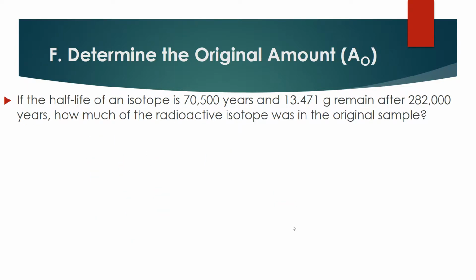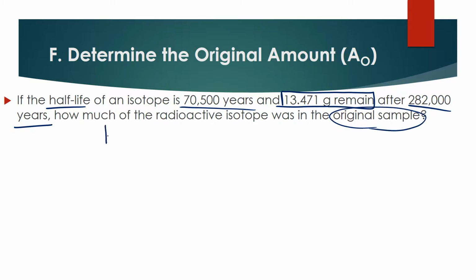The next style problem is you're working backwards to figure out how much of the original radioactive isotope you have. So it tells us the half-life of an isotope is 70,500 years. 13.471 grams is left after this much time. So how much was in the original sample? So we have our HAT table. The idea is you always want to connect the two units that we have. So in this case, we have years and years. So those two we can work with.